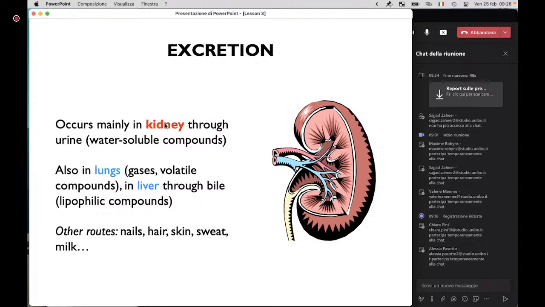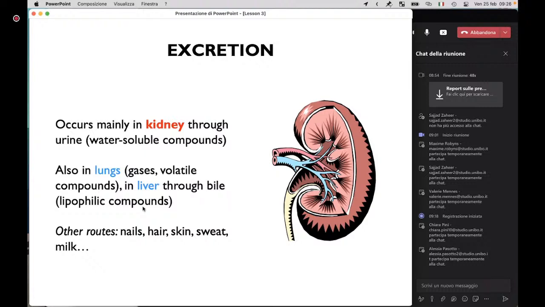Just like the liver is the organ mainly involved in biotransformation, the kidney is the main organ involved in elimination or excretion. However, elimination of gases or any volatile compound happens mainly in the lungs, and this is a secondary route of elimination. The liver can eliminate some particular compounds through bile directly into the intestine.